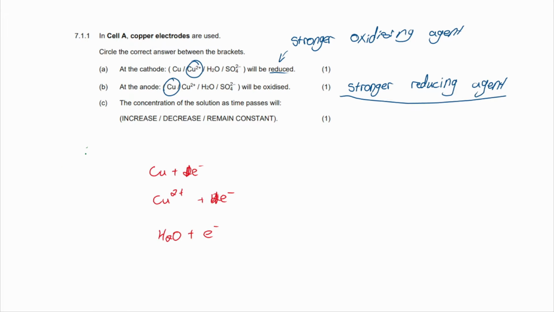Let's now continue. So I spent a lot of time on that, but I feel like it's an important area of emphasis. Okay. Let's now look at 7.1.1(c). They say the concentration of the solution as time passes will increase, decrease, or remain constant. Okay, so we're looking at cell A.